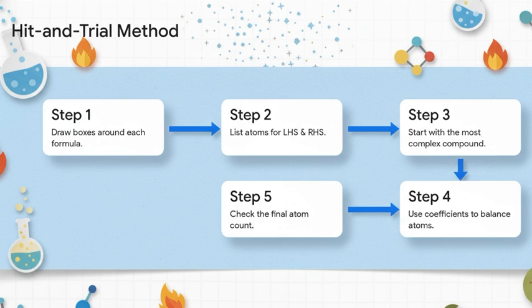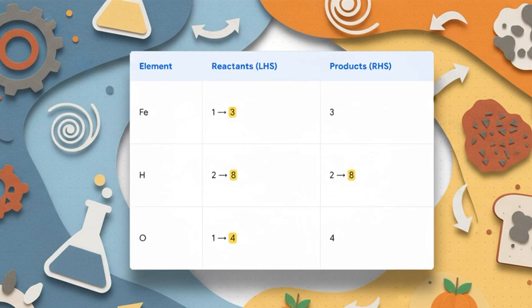Let's try one. Okay, check this out. Iron reacting with steam. On the left, we start with 1 iron atom, but on the right, we have 3. Easy fix. We just put a big 3 in front of the Fe. Now look at the oxygen. We have 4 on the right side, so we need a 4 in front of the H2O on the left. But wait, that gives us 8 hydrogens on the left. No problem. We just need to put a 4 in front of the H2 on the right, and boom, everything's balanced. It's just a little bit of back and forth until it all clicks.